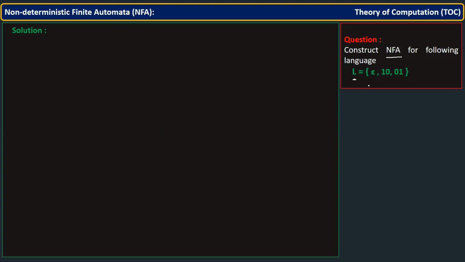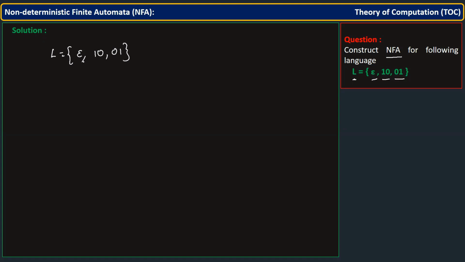words. See, in this language, we have only these three words: one is the empty string, another one is 10, and 01. So you just concentrate on these three only. You don't bother about other words, which are simply invalid. That is why L equals the empty string, 01, and 10.